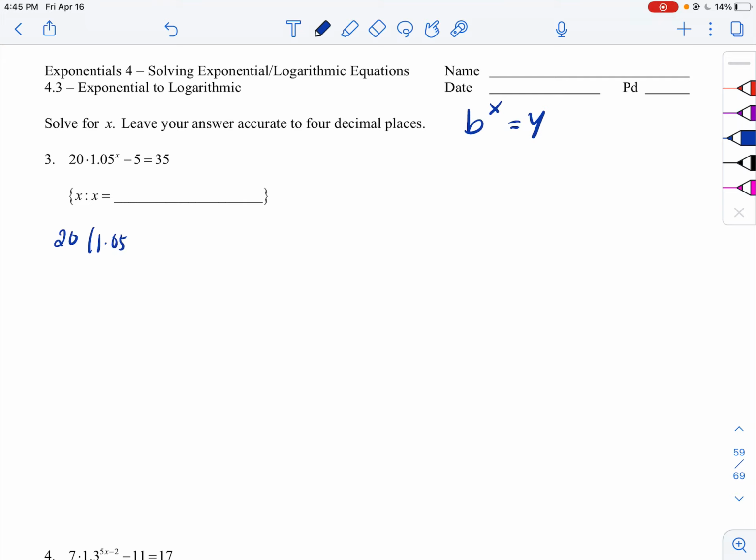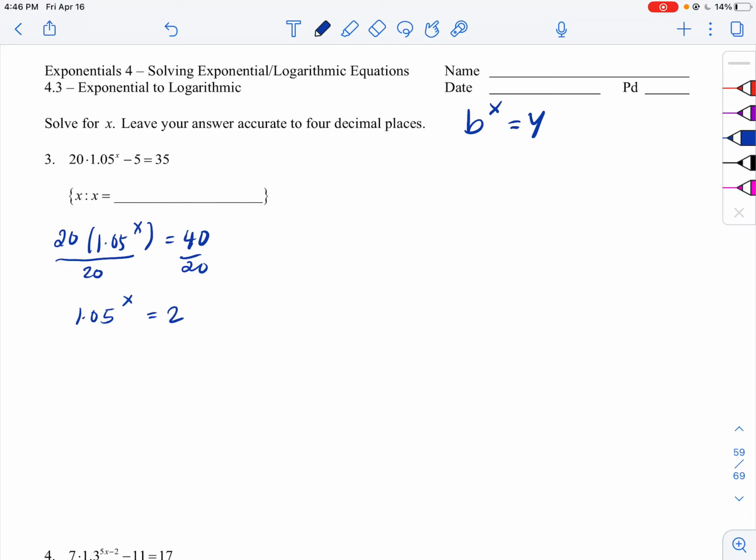So 1.05 to the power of x, and I'm going to get rid of the negative 5, so I'm going to add that on both sides. So that will be 35 plus 5. So hopefully you are thinking of having a 40 on that side. Okay, and it still looks like it's not clean, so I'm going to get rid of the 20. So let's divide that. 1.05 to the power of x equals 2. And now it looks clean, right?